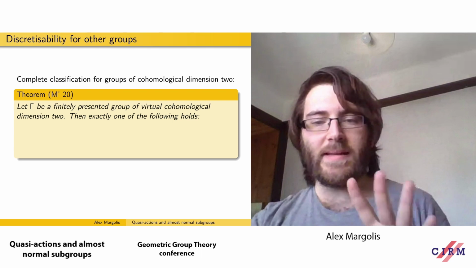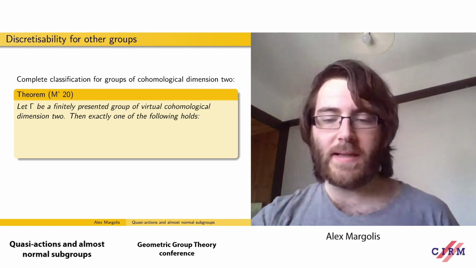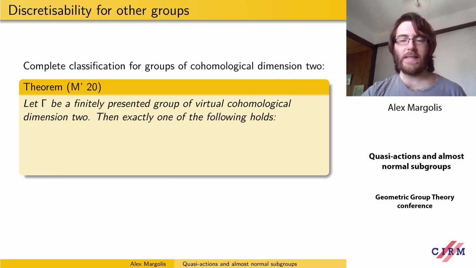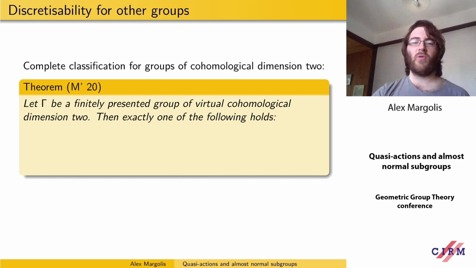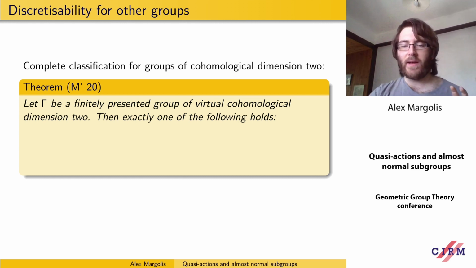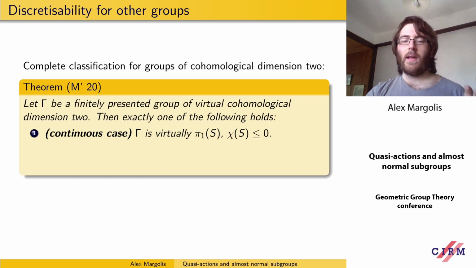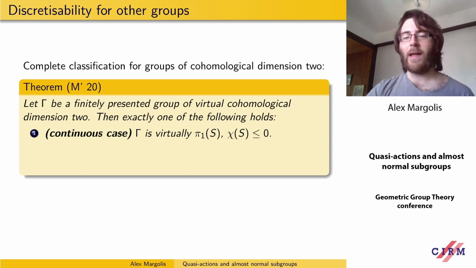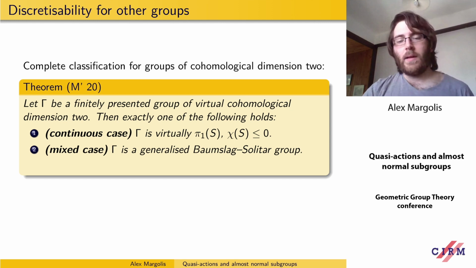And this phenomenon isn't just something that happens in negative curvature or coarse negative curvature, but it holds much more generally. So for instance, for a finitely presented group of virtual cohomological dimension 2, one of the following holds. Either it's virtually a surface group, so virtually Z squared, or virtually pi 1 of a closed hyperbolic surface. Or the mixed case, in which case it's a generalized Baumslag-Solitar group.